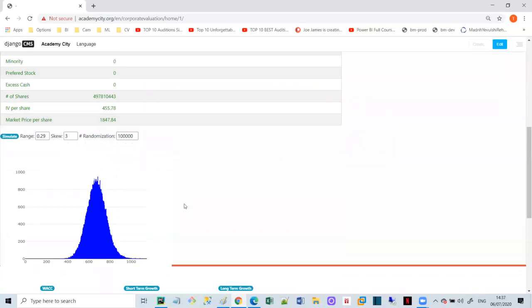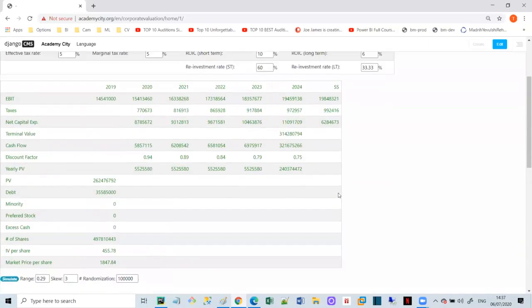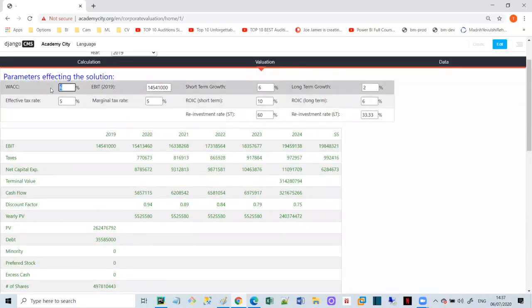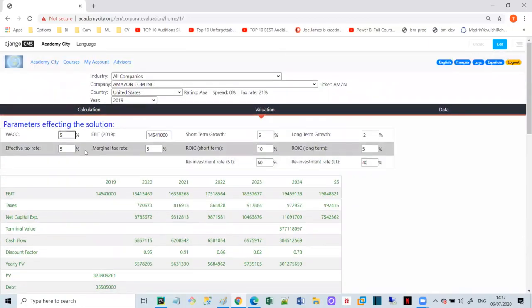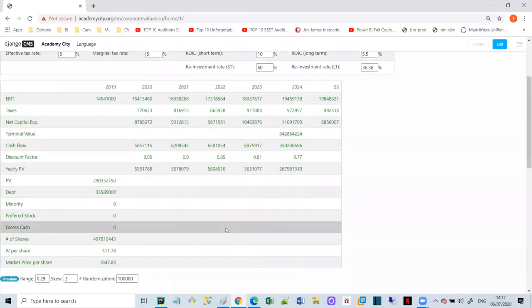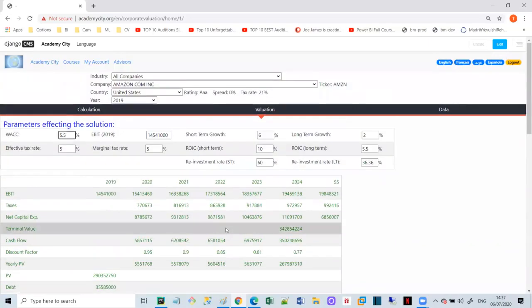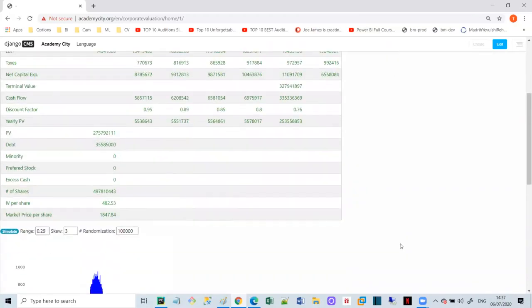Okay. Can you speak more about the range? What does 0.29 mean? Let me explain. Let's say the WACC is 5%. The value of the company is higher, you agree? If I take this one to be 5.5, it will be lower. Is that right? You see, it's lower. Yeah. You take 5.75, you get another number. Is that right? You get a lot of numbers.